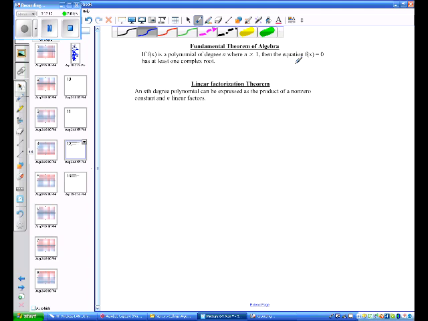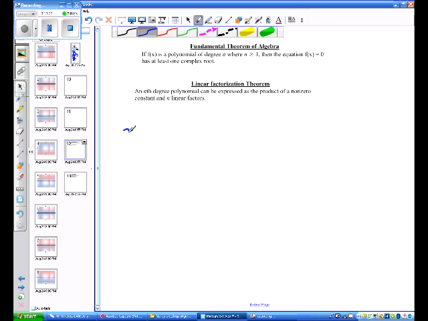complex root. Then we have what we call our linear factorization theorem. And it just says that an nth degree polynomial can be expressed as the product of a non-zero constant and n linear factors. We can use this to go about finding an equation when we know the solutions, but we don't have the equation. And as we get into higher degrees, this becomes a little bit more difficult to do. So we want to look at this.